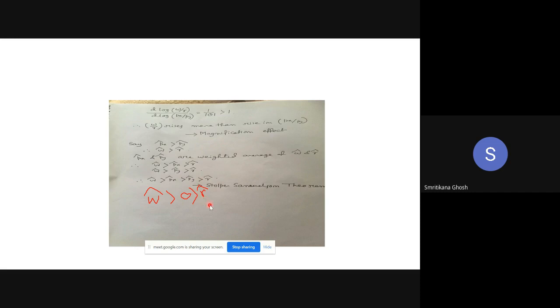Ma'am, for the second part, for PY it is unchanged. So is it so because R hat, the fall in reward for capital, is equal to the rise in reward for labor? Yes, yes. If there is perfect competition, then yes. Okay, ma'am.